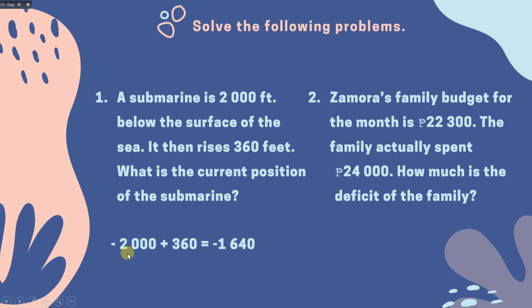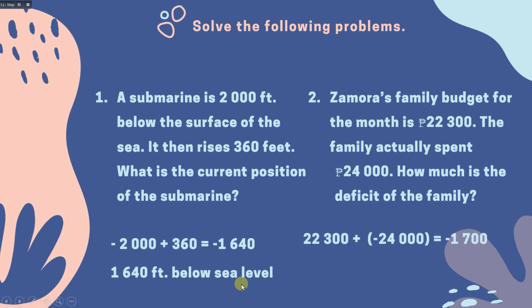So to answer that, number 1 will be negative 1,640. And conclusion, 1,640 feet below the sea level. And for number 2, 22,300 plus negative 24,000, the answer would be negative 1,700. Okay, and the conclusion would be the family deficit is 1,700 pesos.